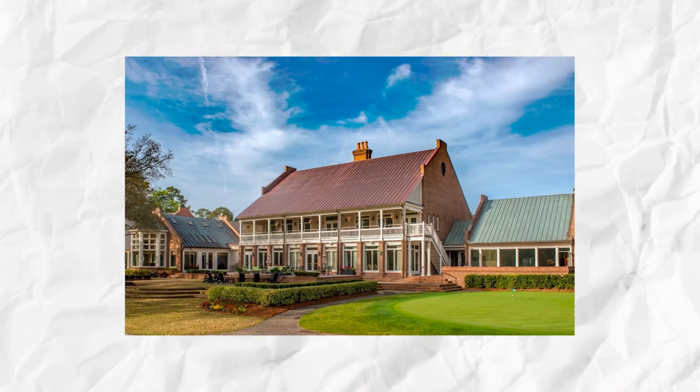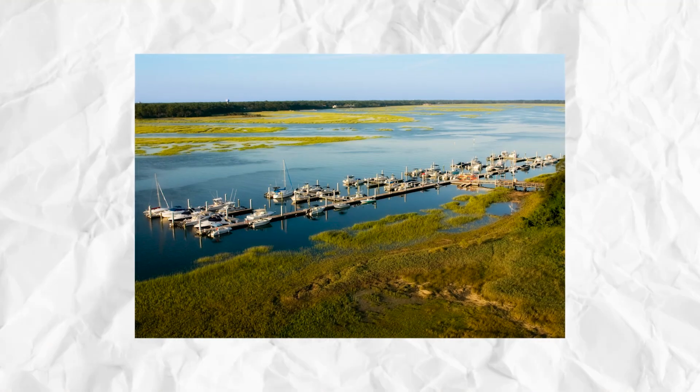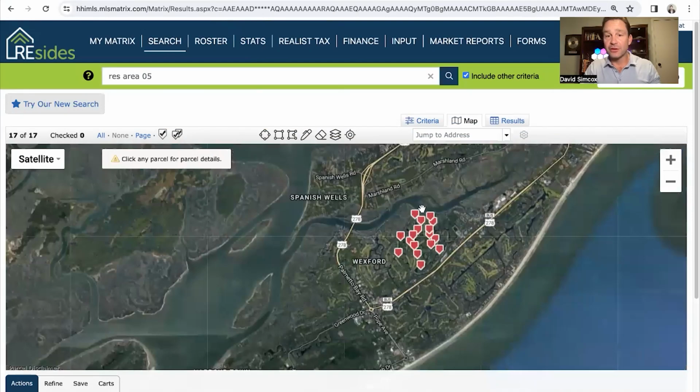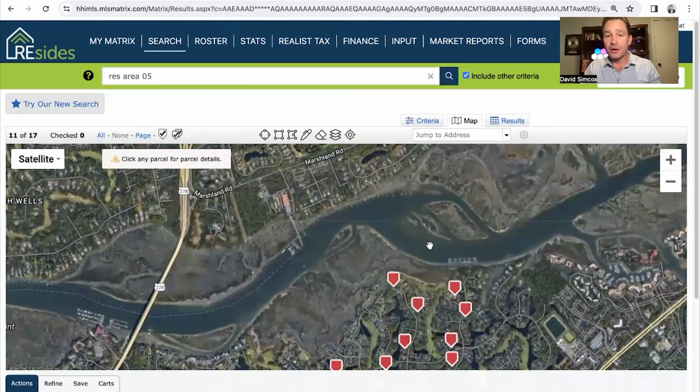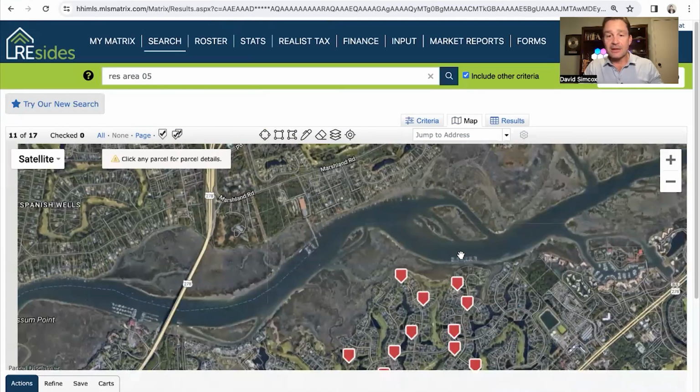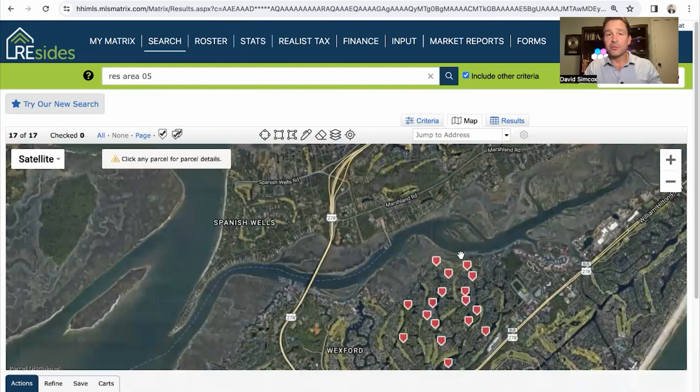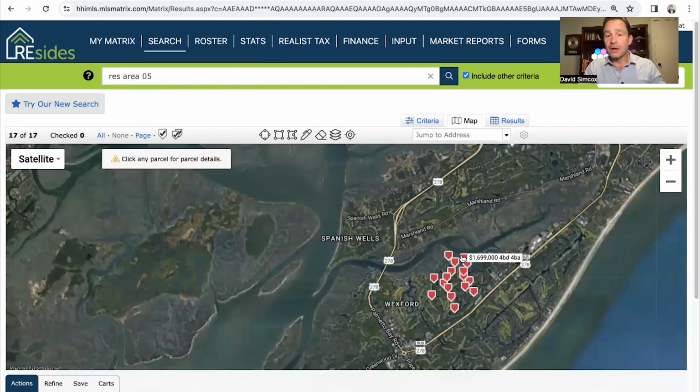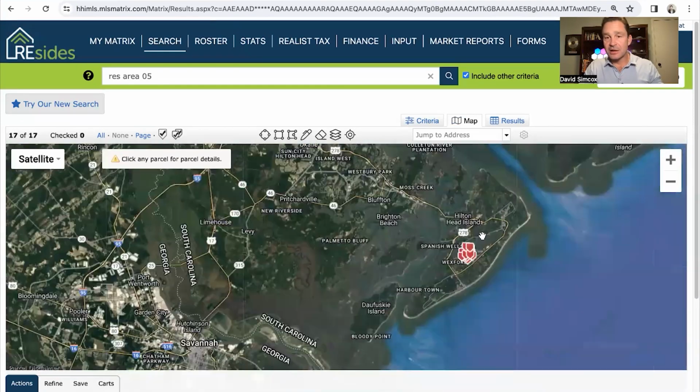They have a great clubhouse. They have dock facilities down on the river here, as you can see right here on the waterway. And it is unbelievable and gorgeous and very high-end and exclusive. So let's just show you exactly where it's at on the island.